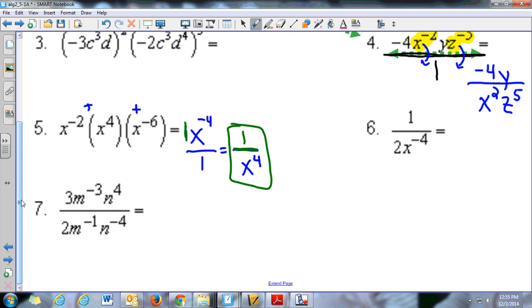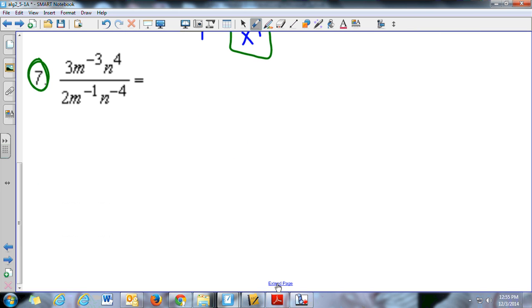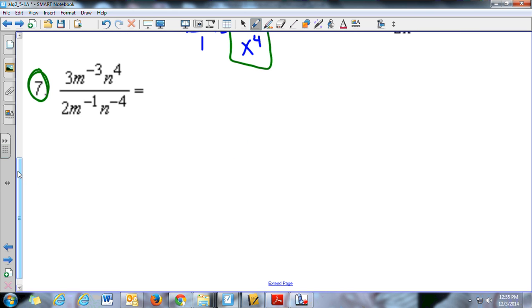And then lastly, let's take a look here at number 7. Bring that up a little bit. What happens when you have coefficients that won't divide evenly? Here we've got the 3 and the 2. Those won't divide evenly. Your best bet is to just sit there and make sure that they're reduced. Well, 3 over 2 is reduced about as much as it's going to be. So we can leave that alone and focus on the variables. So my 3 stays here, my 2 stays here, and now we focus on the variables.